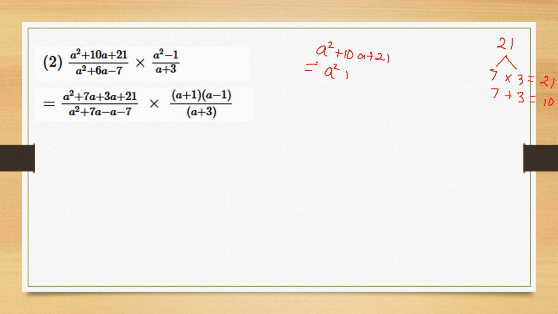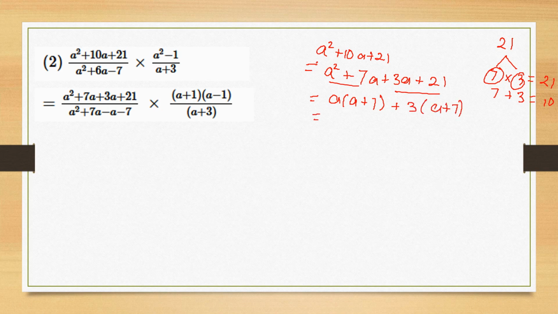This becomes x square plus a square plus, instead of the middle term, we'll write our two new terms, that are 7 and 3. So this becomes plus 7a plus 3a plus 21. Then you take pairing. In the first pair, a is common, so this becomes a plus 7. In the second pair, 3 is common, again this becomes a plus 7. So here we have a plus 7 into a plus 3.